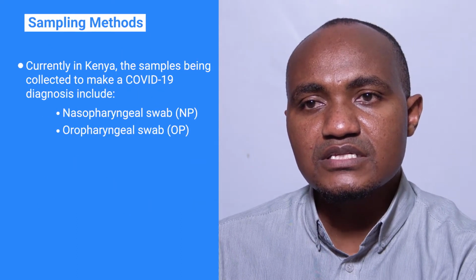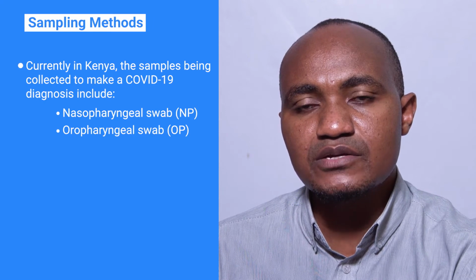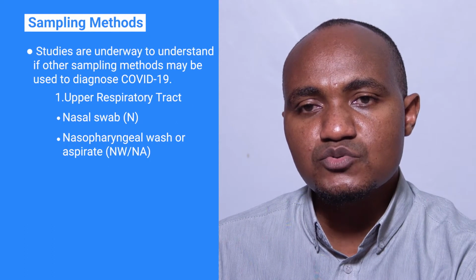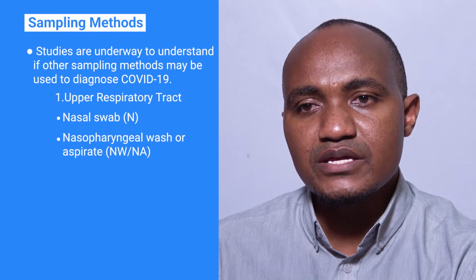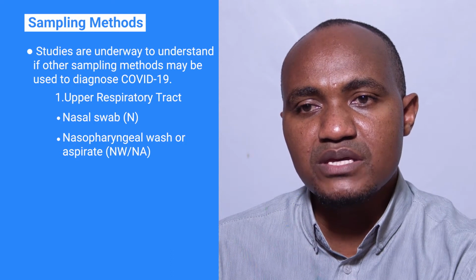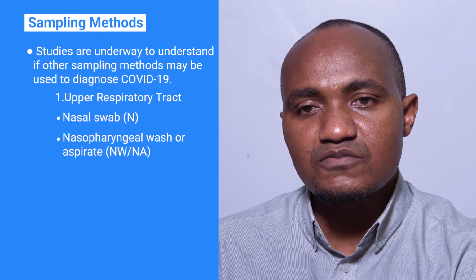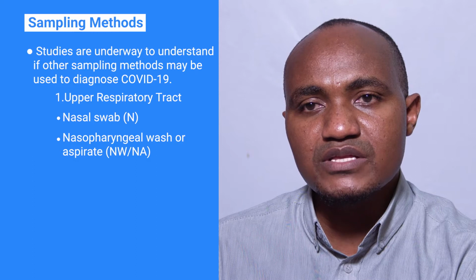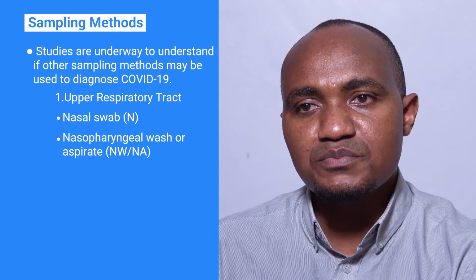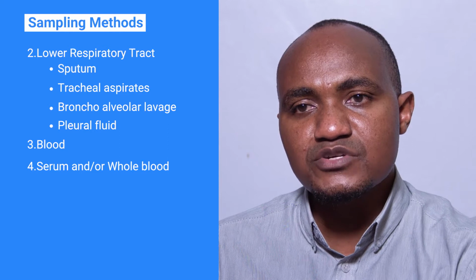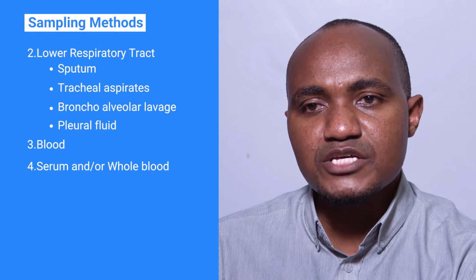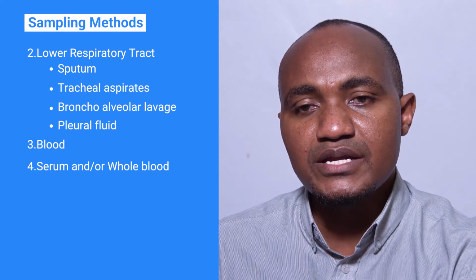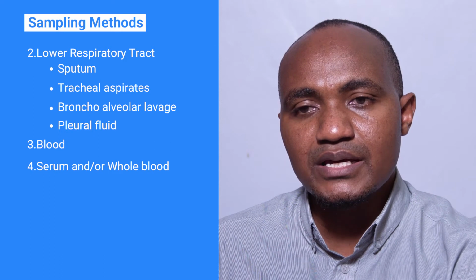Currently in Kenya, the samples being collected to make a COVID-19 diagnosis include 1. The nasopharyngeal swab, and 2. The oropharyngeal swab. Although studies are underway to understand if other sampling methods may be used to diagnose COVID-19. For the upper respiratory tract, the nasal swab or the nasopharyngeal wash or aspirate, or for the lower respiratory tract, we have the sputum, the tracheal aspirates, bronchoalveolar lavage fluid, blood or serum, and whole blood.